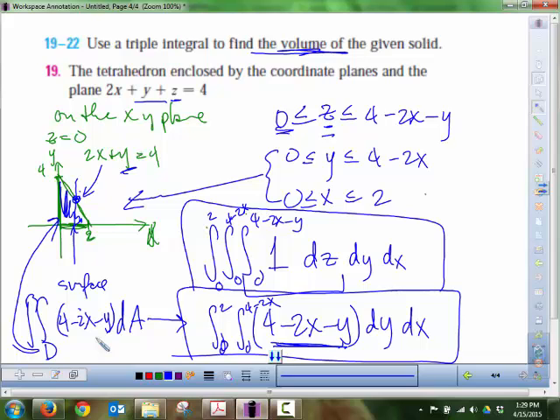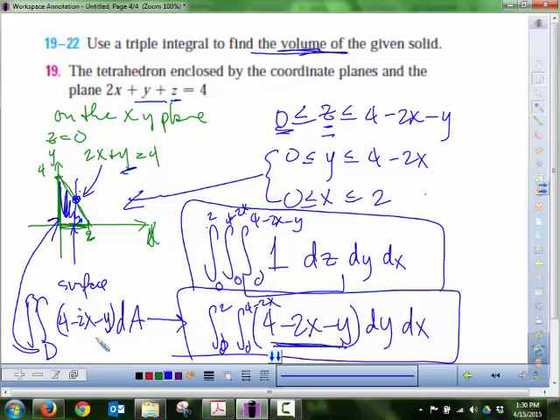Yeah, it might not be so easy. Marie, did that answer your question? Okay. So, really, this is just another application for the triple integral, but you could do this with a double integral.